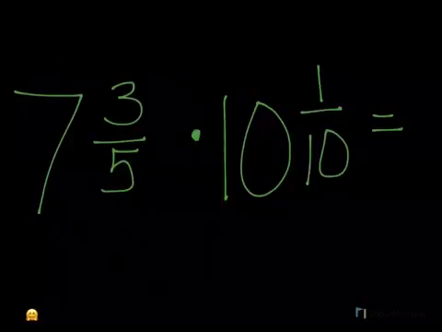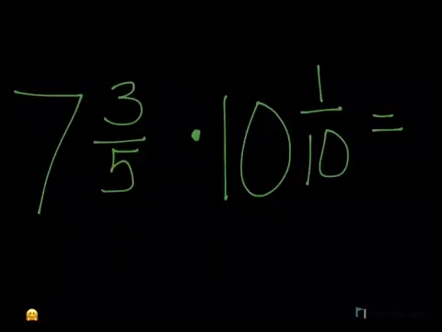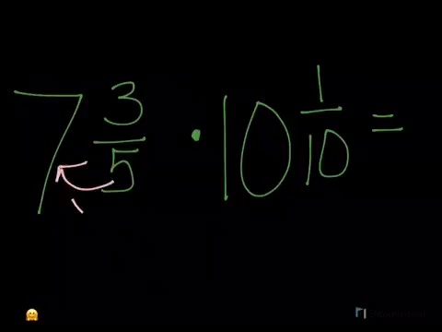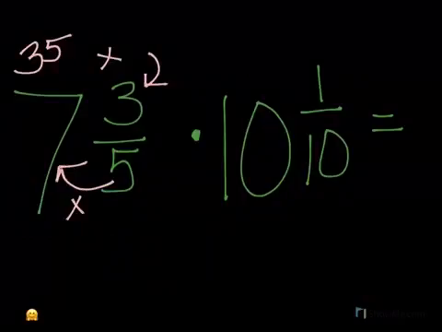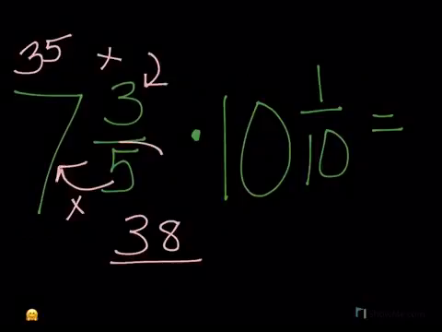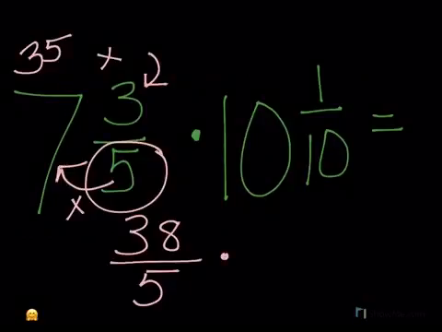Anytime you have a mixed number, you need to first change it to an improper fraction. To do that, I'm going to do 5 times 7, which is 35, plus 3. 35 plus 3 is 38. Then I keep my denominator, which is 5. So I have 38/5 times 10 and 1/10.